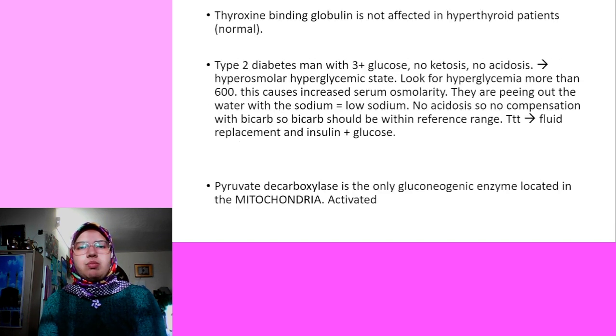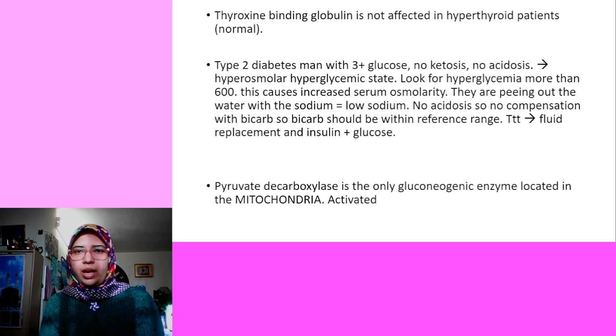Let's see. Thyroxine-binding globulin is not affected in hyperthyroid patients. Type 2 diabetes man with 3+ glucose, no ketosis, and no acidosis. So this is hyperosmolar hyperglycemic state. In this condition called HHS for short, this is very common in people who have type 2 diabetes. Their blood sugar tends to be really, really high. So think of above 800. So you're in the 800 range.